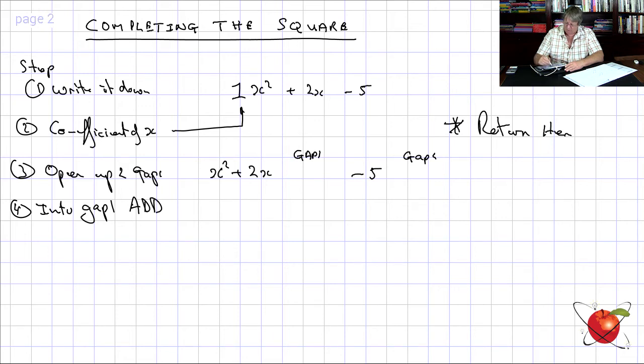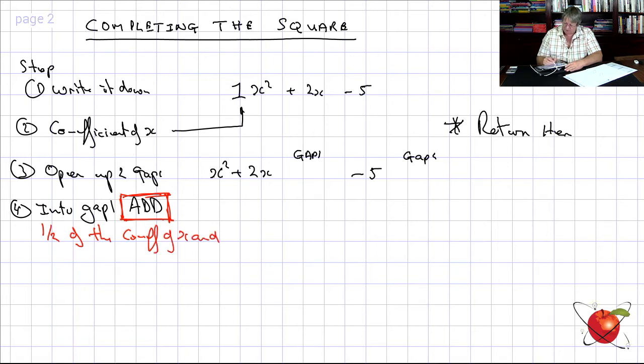always add. I'm going to put it in red. Always add the following. Half of the coefficient of x and square it. Right, let's see, what do I put in? I always add, it tells me, half of the coefficient of x, 2 over 2, and I square it.